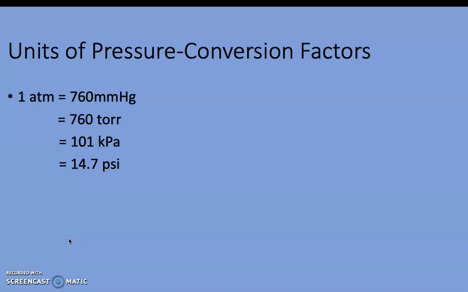Now, there's a relation between all these units, and I just want to be clear and get them out of the way, so you have them in your notes and can refer to them in the future. Atmospheres, ATM, is something that we use a lot in chemistry. One atmosphere is 760 millimeters of mercury, which is the same as 760 torr, because he created it. And then 101 kilopascals equals 1 ATM, and 14.7 psi also equals 1 ATM. So if you have to convert, these are your simple conversion factors.